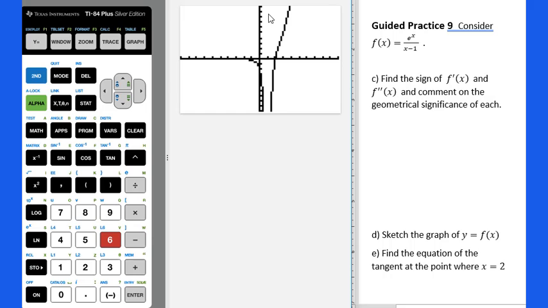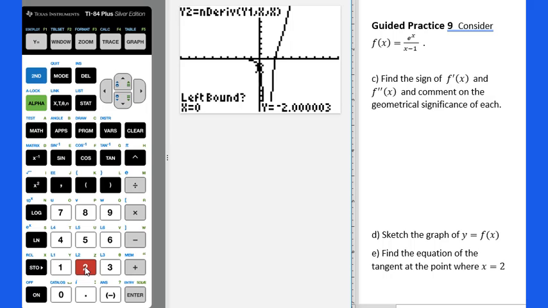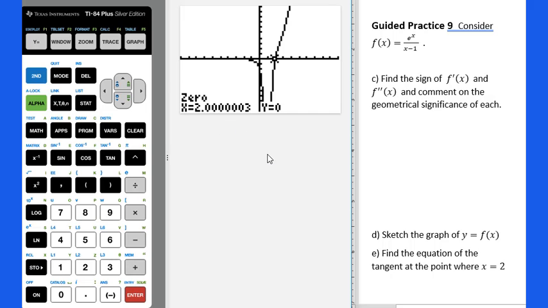We do know there is a vertical asymptote line for x equals 1. Therefore, we need to figure out the x-intercept. So we go to second trace, 0. Left bound is over here, right bound here, then enter. So you get a 0 at x equals 2.